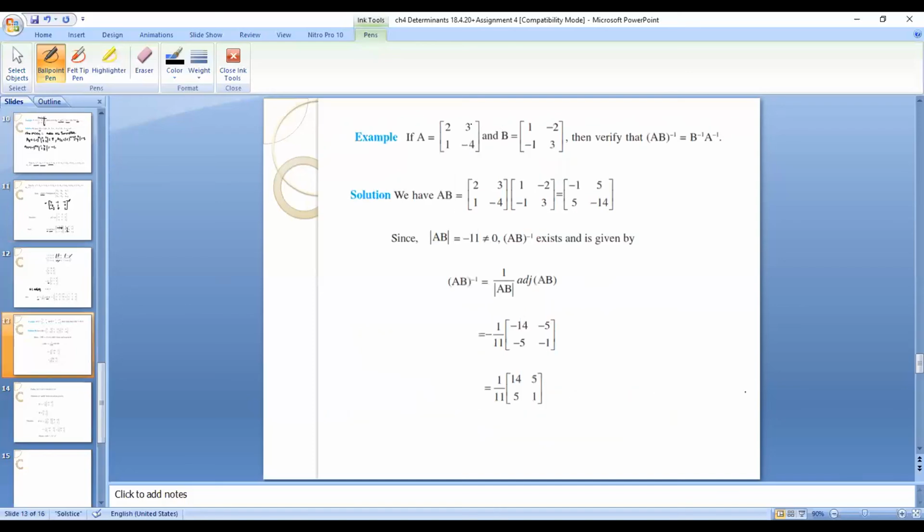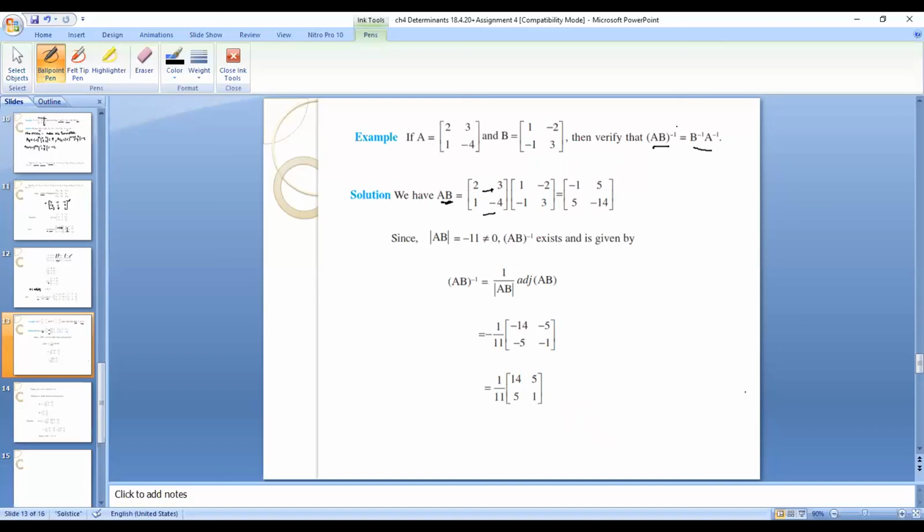Then next will be your given two matrices A and B. You have to verify that AB inverse is B inverse A inverse. To verify that, the very first thing we will find is AB. AB is the product of two matrices. Again, first row, first column, first row, second column. Multiply second row, first column, second row, second column. You will be getting this product: minus 1, 5, 5, minus 14.